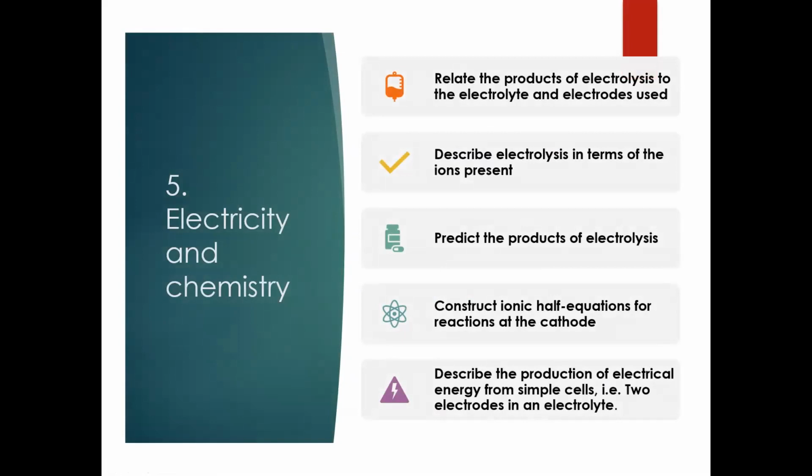Moving on, electricity and chemistry. In electricity and chemistry, students are expected to relate the products of electrolysis to the electrolyte and electrodes used. Describe electrolysis in terms of the ions present. Predict the products of electrolysis. Construct ionic half equations for reactions at the cathode. Describe the production of electrical energy from simple cells, that is, two electrodes in an electrolyte.